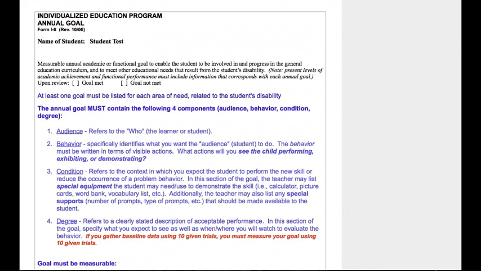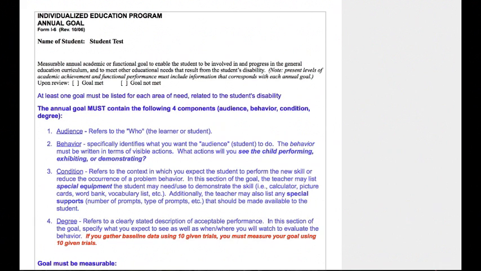The annual goal must include 4 components. The first component you're going to want to include is the who. Please make sure that when you're documenting your student's name within that annual goal that you're using their given name and not a nickname, as this is a legal document.